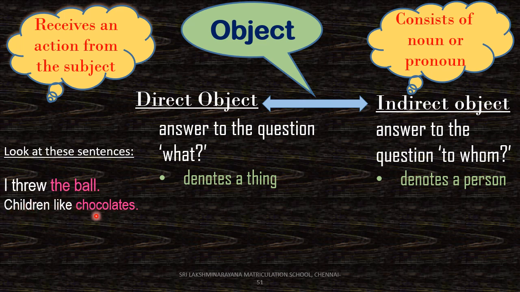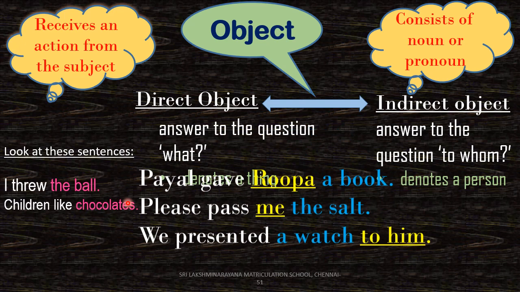Children like chocolates. In this sentence, children is the subject, like is the verb, and chocolates is the object. So what do children like? You ask a question, what? What do children like? They like chocolates. So what comes as an answer to the question what, children? Chocolates. So chocolates is the direct object. So we will look at some more examples.